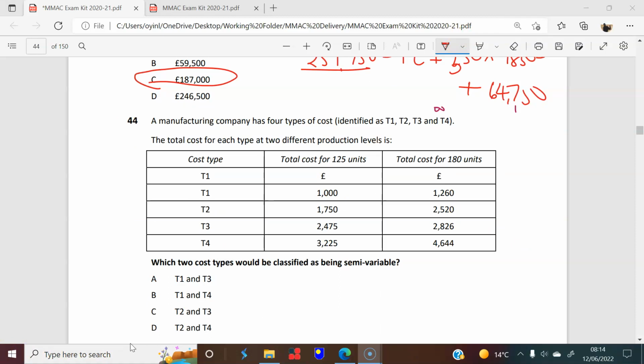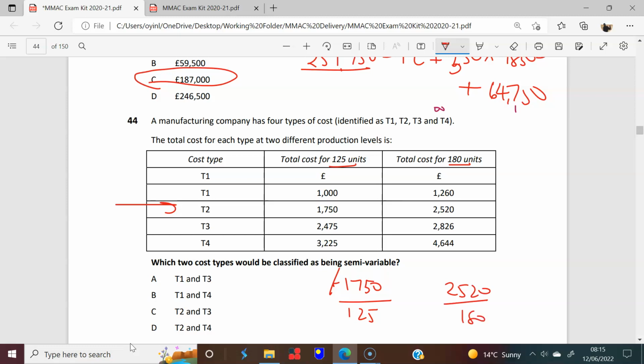Question 44. What you want to be doing here is literally just testing them to see for yourself for variability. If they were fixed, we would see them being the same. They're not. There's nothing here that's the same over 125 units and 180 units. None of these costs remain the same. So we know they're not fixed. So they could either be variable, which means that per unit they'd be the same, right? So what you want to do is look at T1. Actually, because I just plugged this into the calculator myself, let's start with T2 to illustrate. If you do 1,750 as a cost, this is T2, divided by 125 units, and you do 2,520 divided by 180 units, right? Let's just do that very quickly.